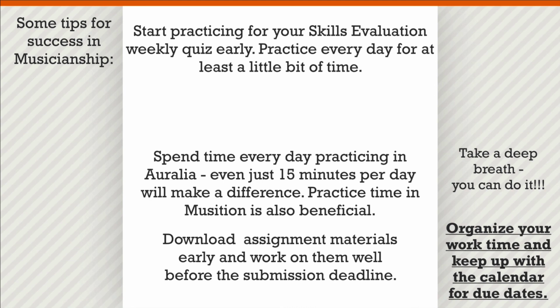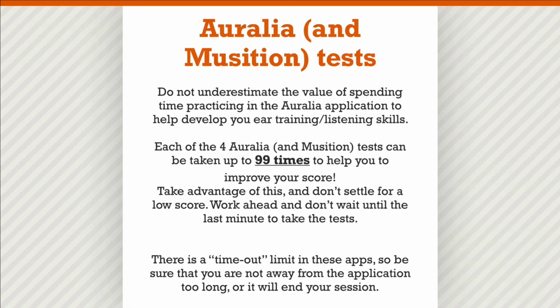Bottom line, take a deep breath. You can do this. Organize your work. Keep up with your calendar. Stay on task. As far as your Aurelia and musician tests go, don't underestimate the value of working in them. Both of those programs, please keep in mind, each of the 4 Aurelia and musician tests can be taken up to 99 times to help you improve your score. Take advantage of that. Don't settle for a failing grade.